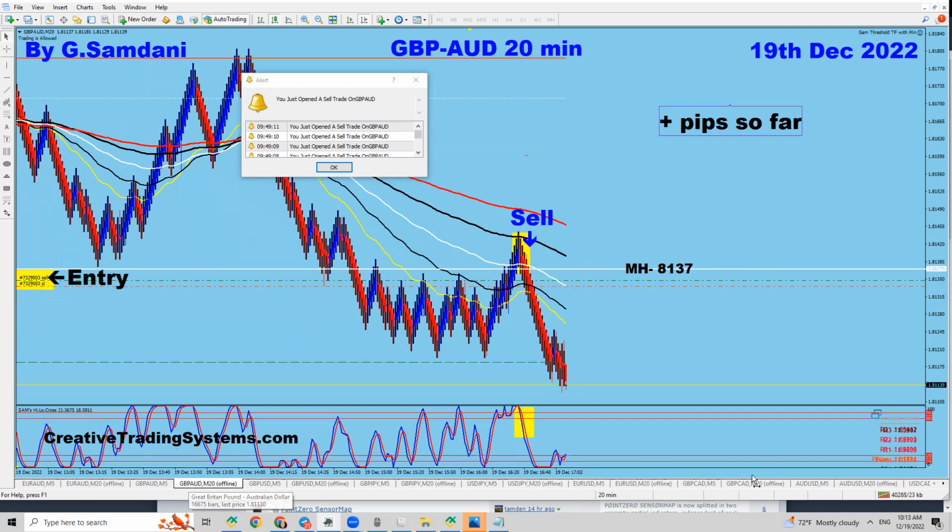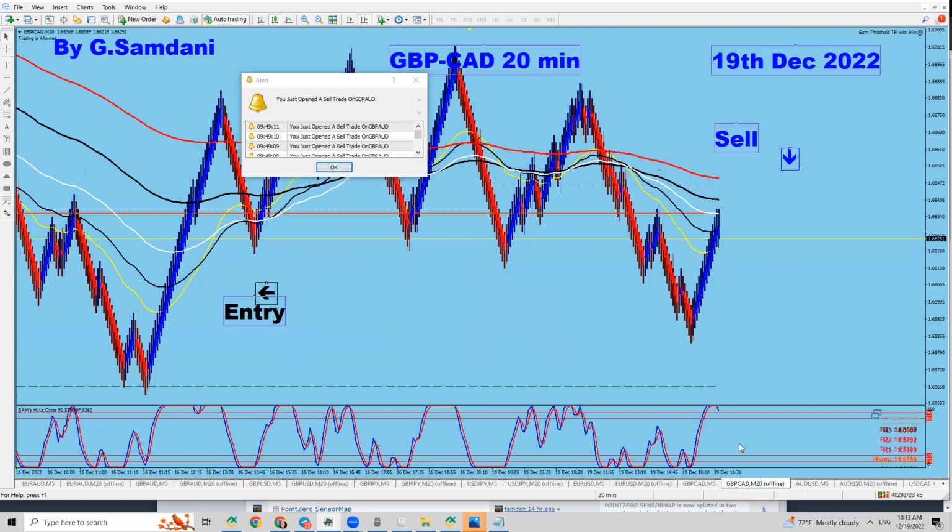And another one cooking is Pound CAD. Very soon I'm going to get an entry. See that? It's getting ready. I put all the charts in place already, and I'm ready to take it. As soon as I have a reversal candle, one or two red candles, I'll open the trade here as well. And this trade will be based on Pound CAD.